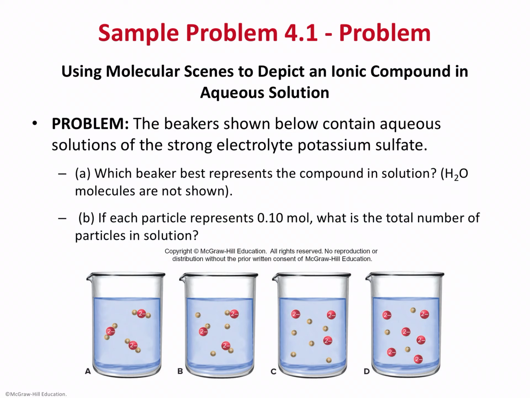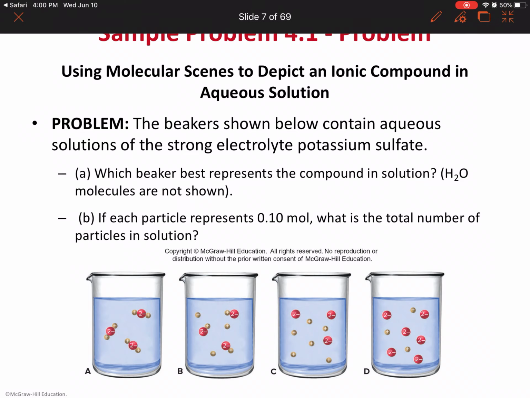Using molecular scenes to depict an ionic compound in aqueous solution. The beaker shown below contains an aqueous solution of the strong electrolyte potassium sulfate. So we need to know how to draw the molecular formula for potassium sulfate. Which beaker best represents the compound in solution? Water molecules are not shown. So how do you write the formula for potassium sulfate? Potassium is +1, sulfate is SO4 2-. So it's going to be K2SO4.